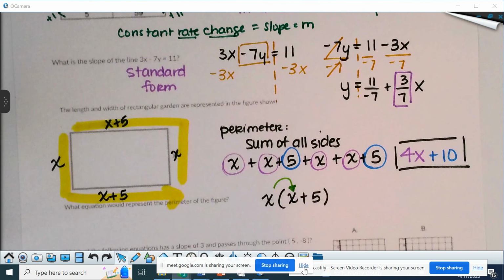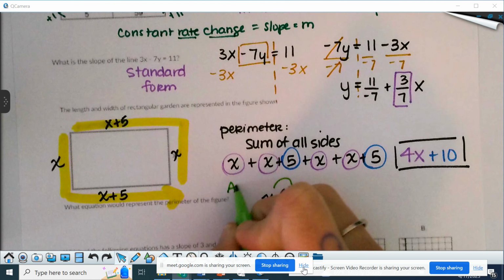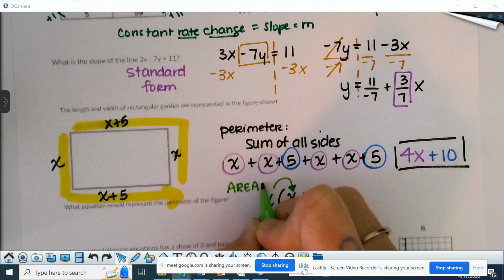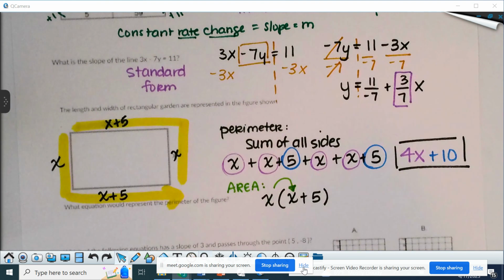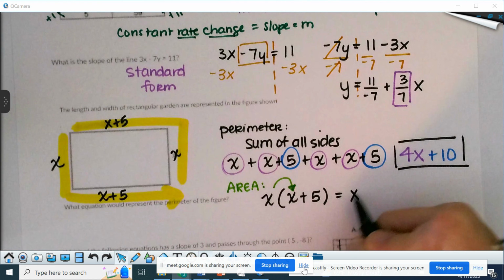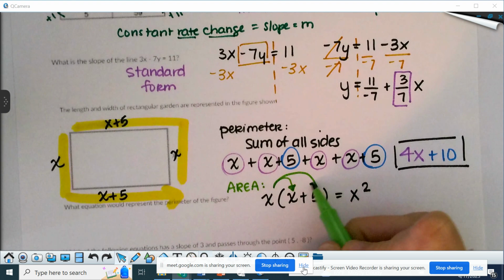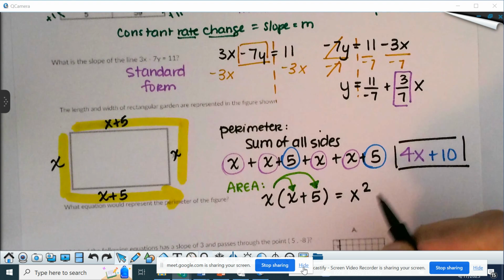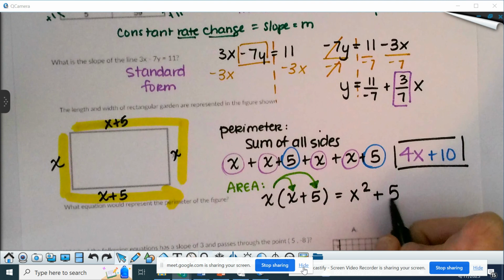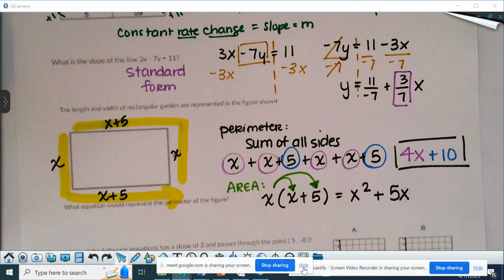So this is our area. So x times x is going to give us x squared. Close. Good job, Maddie. And then x times 5 is going to give us 5x. Now, it's not 2x, because when you add x's together, that's where you get the 2x, the 3x, the 4x. When we start multiplying them together is when we get our exponential laws go to work.